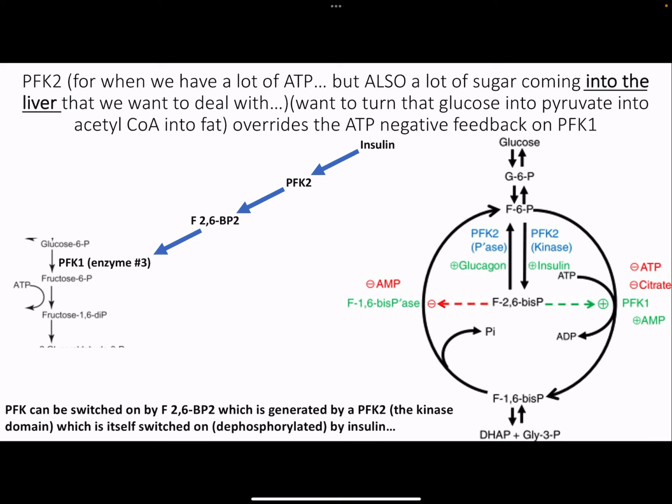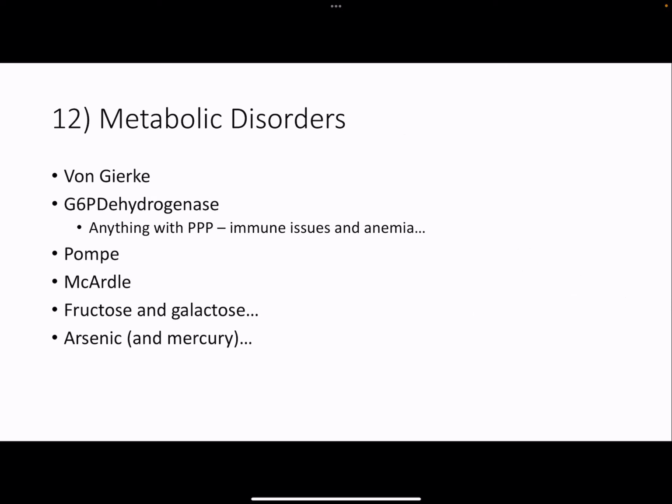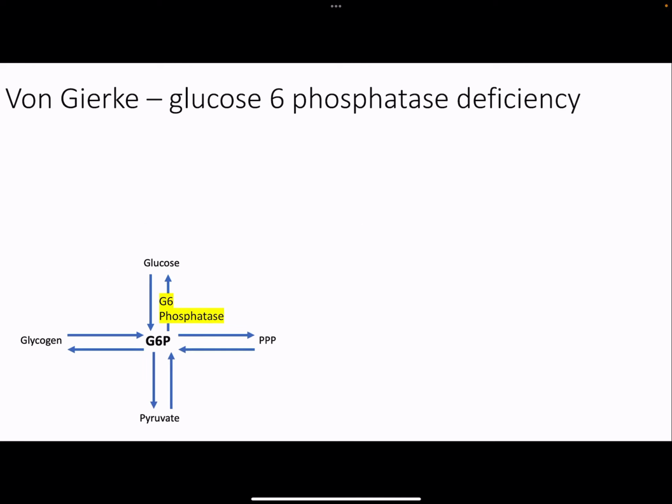Hopefully this makes sense. Metabolic disorders. Okay, von Gierke's, glucose 6-phosphate dehydrogenase, Pompe, McArdle. I think I squeezed another one in there, fructose and galactose and arsenic and mercury. So von Gierke's is a glucose 6-phosphatase deficiency. Remember, this is the glucose 6-phosphatase highlighted.